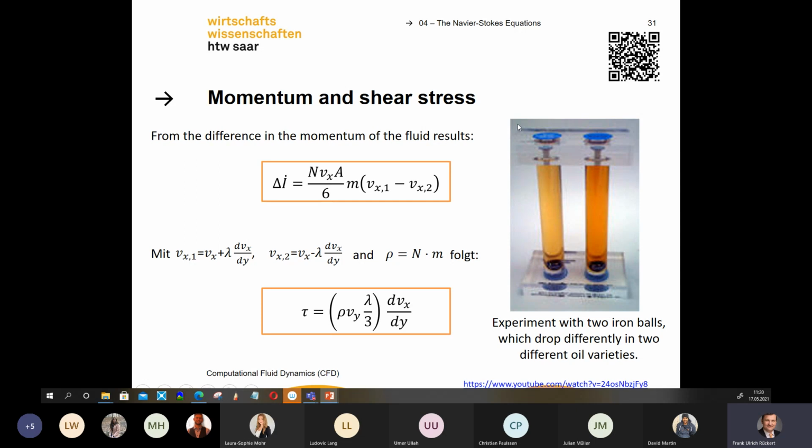There you can see a video where you turn around these two pipes, and then you can see that one ball is moving faster and one ball is moving slower. And this is exactly described by the so-called shear viscosity. Shear viscosity can be calculated by the derivation of the viscosity times density times lambda divided by 3.